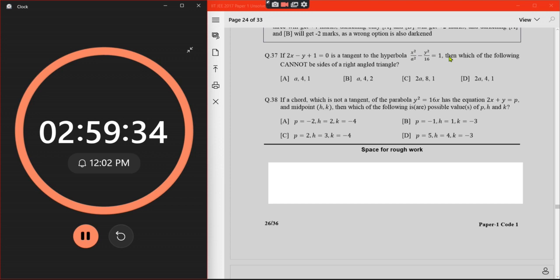Okay, basically we have to find a, right? That's all you want to find. It's a tangent to this hyperbola. So 2x minus y plus 1 equal to 0, which means y equal to 2x plus 1. The slope is 2, so y equal to mx plus minus square root of a square m squared minus b square, and in this case minus 16, I guess.